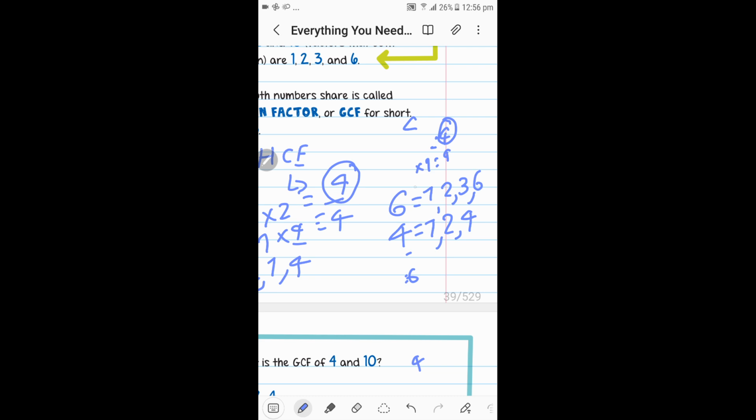Now let's check these numbers. The factors of 6 are 1, 2, 3, 6, and the factors of 4 are 1, 2, 4. Let's check which are common factors. 1 is common and 2 is common. 3 is not common to 4 and 6 is not common to 4. So the only common factors are 1 and 2.